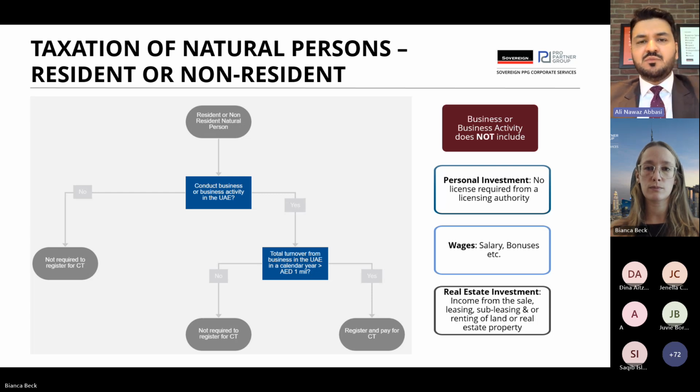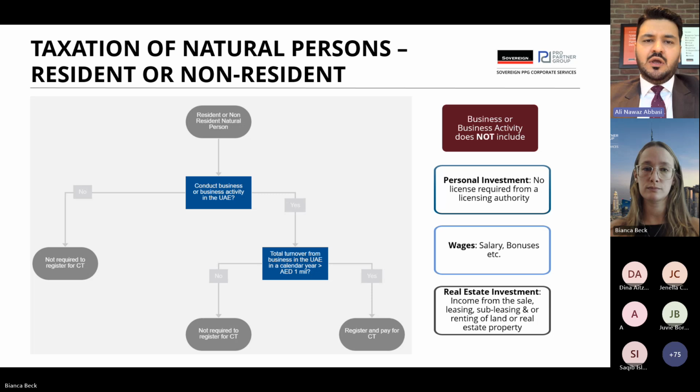It is important to note that business or business activity does not include personal investments like investment in stock exchange or companies, employment income like salary or bonus or commission, income from real estate, whether it is income from sale or leasing of the property.